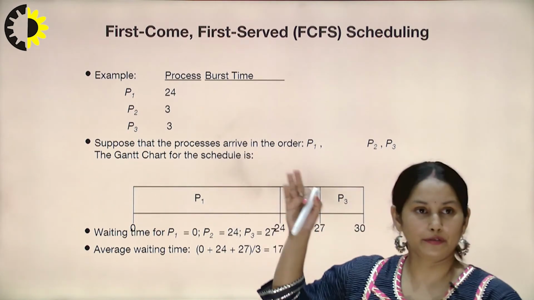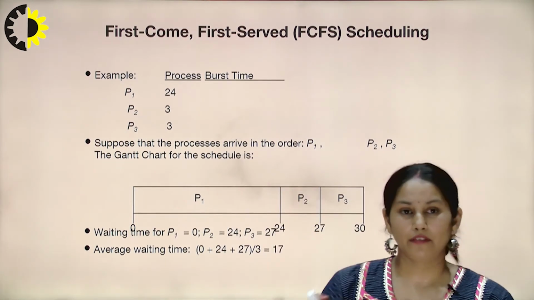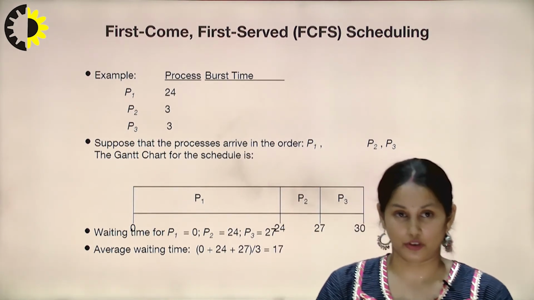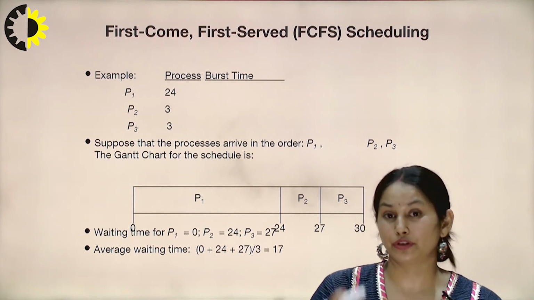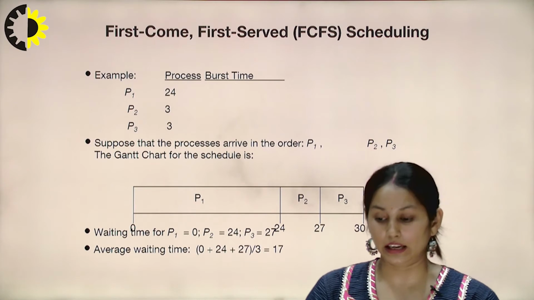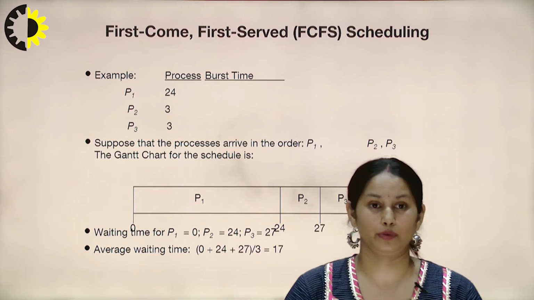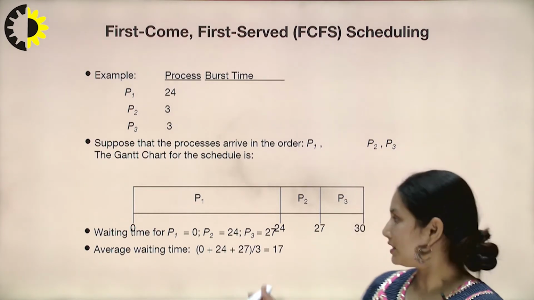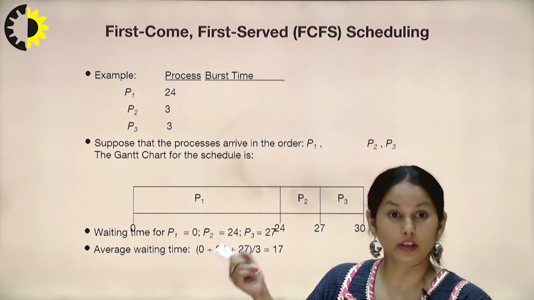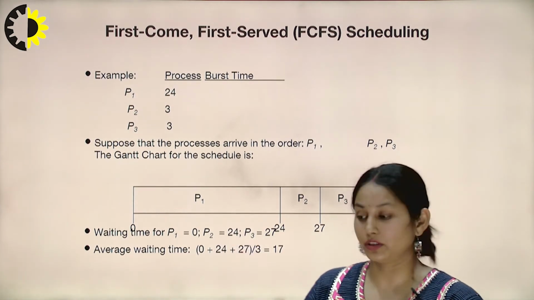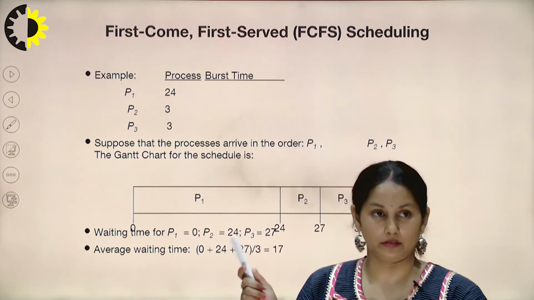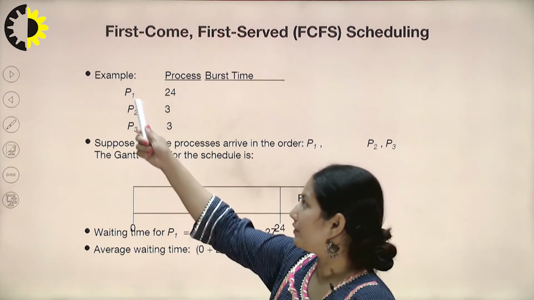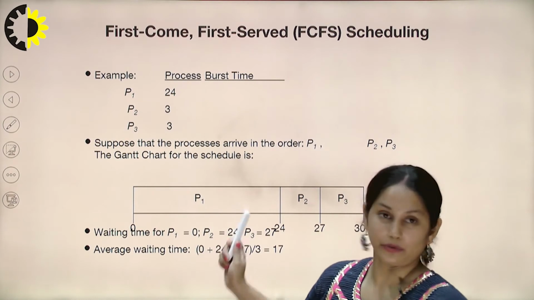24, 3, 3. So what we have to do is prepare a Gantt chart. What is a Gantt chart? Actually, we are preparing a kind of chart by which we can see which process is executing first. Because this is first come first serve, the first arrival process is P1, so P1 will be executed first.